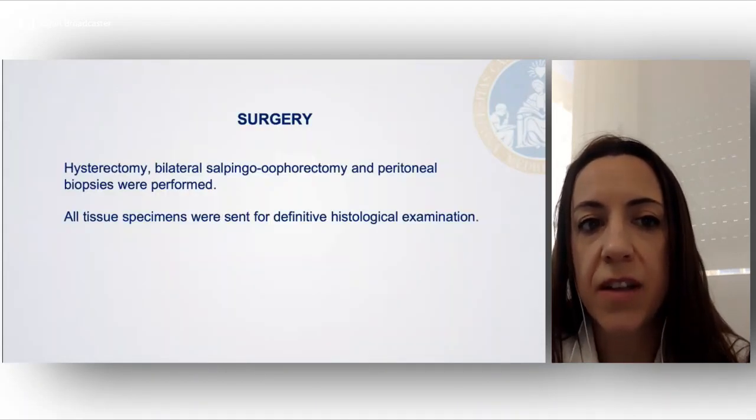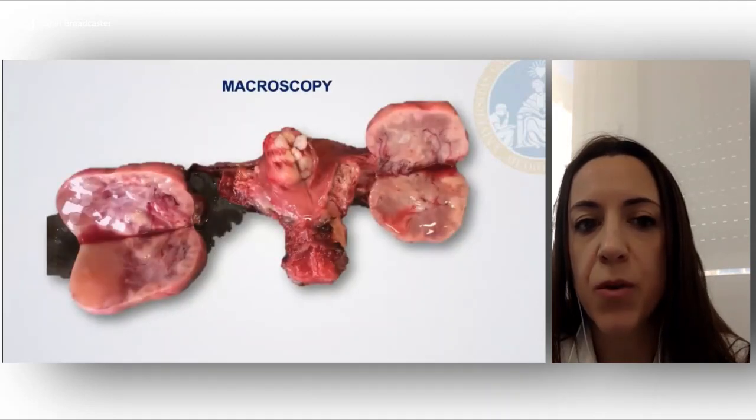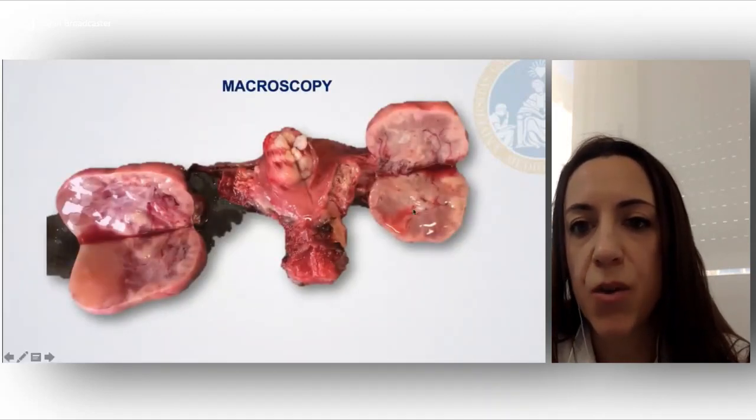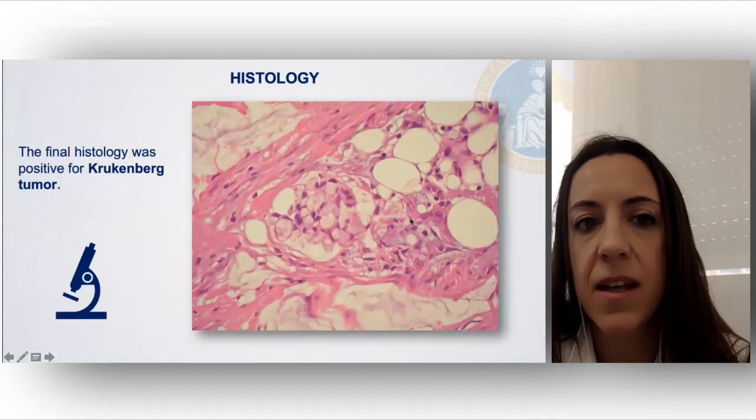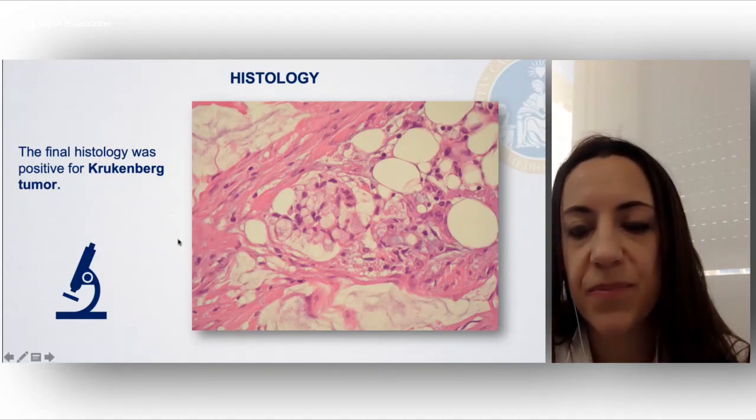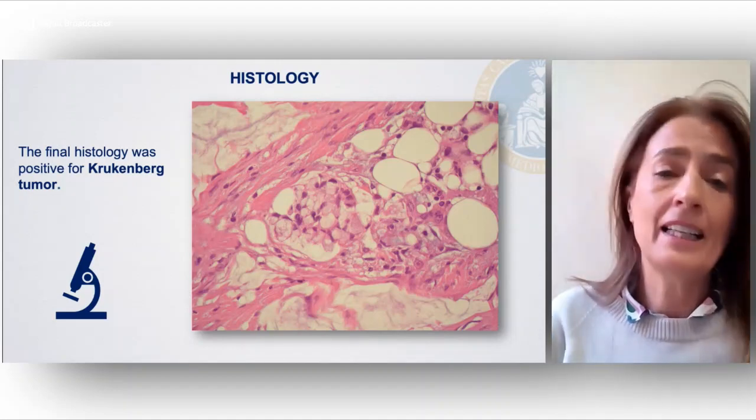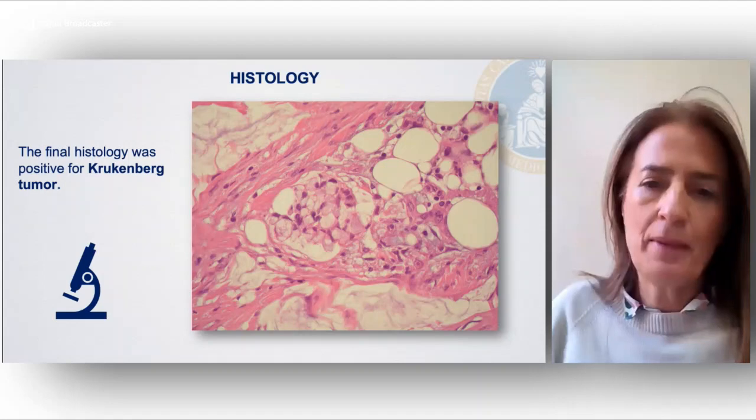She underwent surgery and she had a hysterectomy, bilateral salpingo-oophorectomy, and this was the macroscopy, bilateral solid masses, and it was the histology. Krukenberg tumor. Okay, thank you. I think that there are no additional comments.